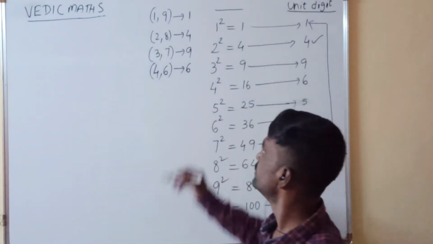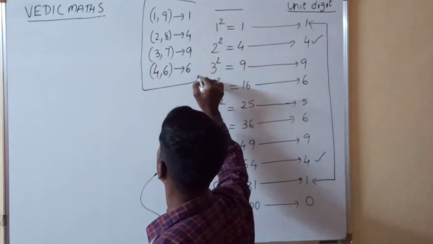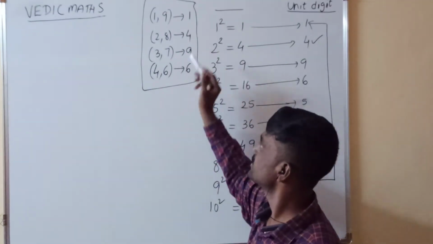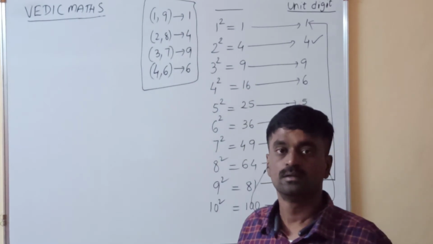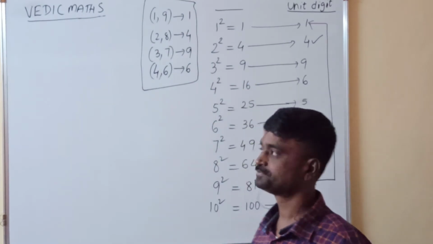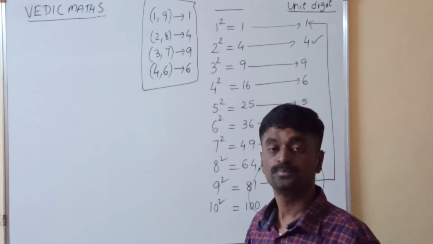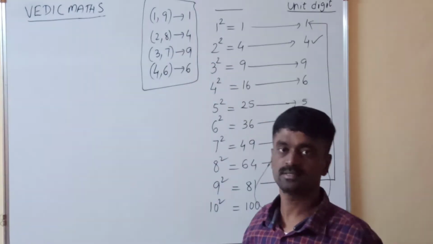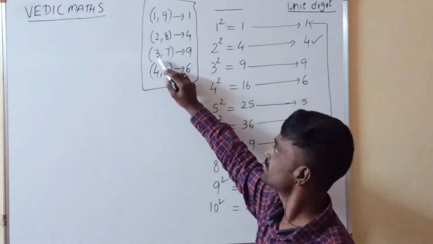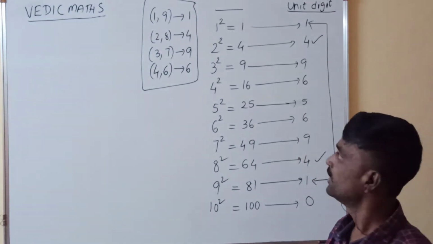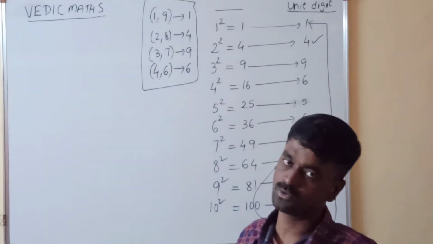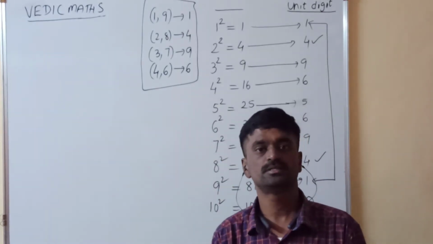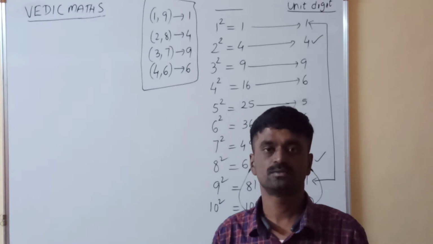So you have to remember this table also. The unit digit in 1 square and 9 square is 1. The unit digit in 2 square as well as 8 square is also 4. The unit digit in 3 square and 7 square is 9. The unit digit in 4 square as well as 6 square is 6. And the unit digit in 5 square is 5. The unit digit in 0 square is 0. So that is not required to remember.